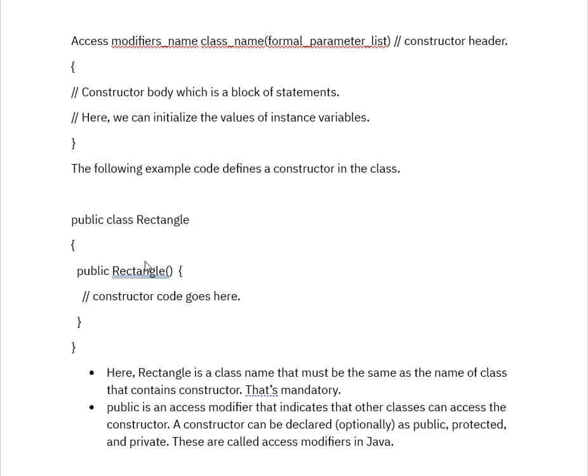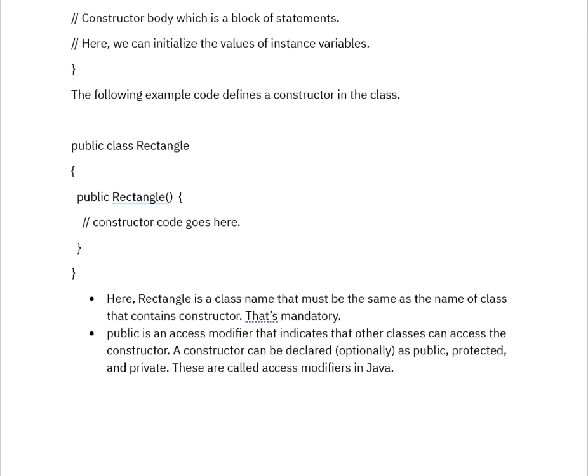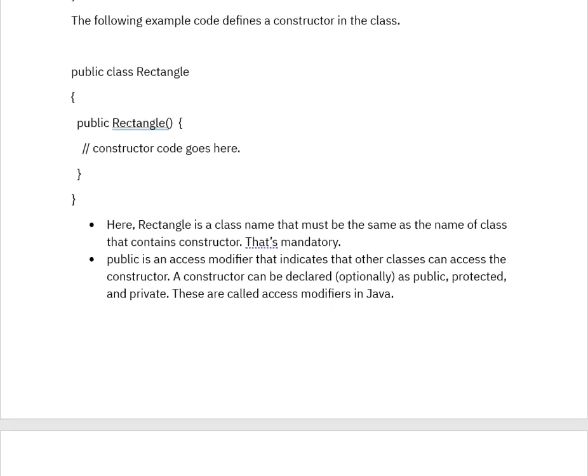Now see, this is an access modifier like public, and this is the class name. There is one rule to declare the constructor: the constructor name should be the same as the class name. So here our class name is Rectangle, so we create the constructor Rectangle. Here Rectangle is a class name that must be the same as the name of the class that contains the constructor, and it is compulsory. Public is an access modifier that indicates other classes can access the constructor.